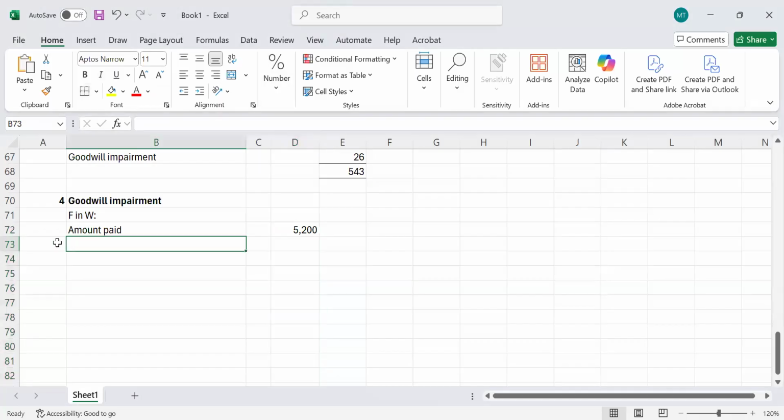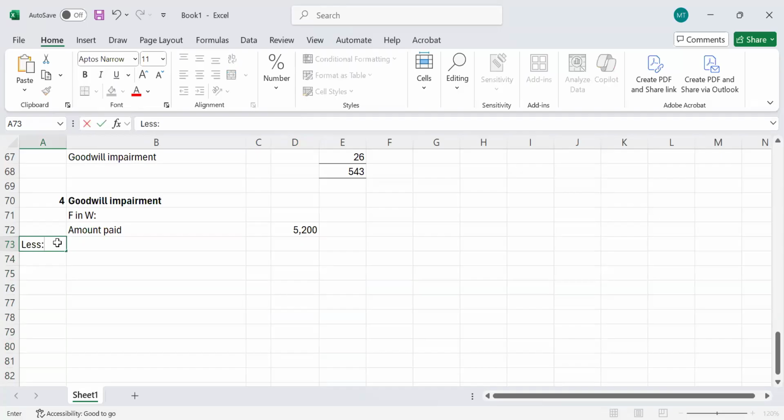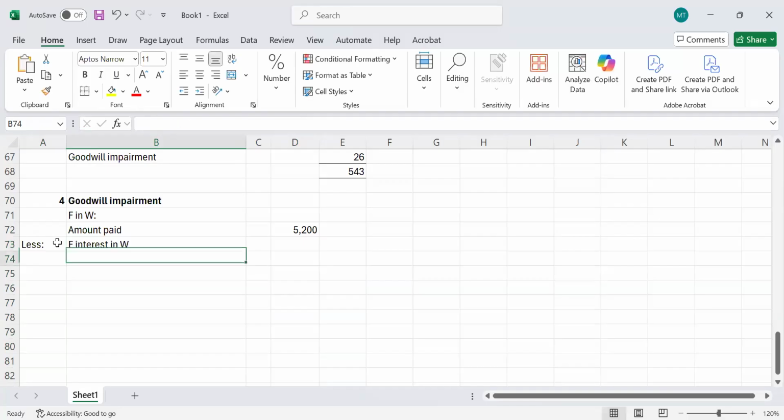And then we will look for what is the NCI's interest in W. Right, so how do we calculate? Now, if you have looked carefully, we have additional information in note 1. It says at the date of acquisition, the fair value of Wood Limited's non-current assets was 13.4 million.